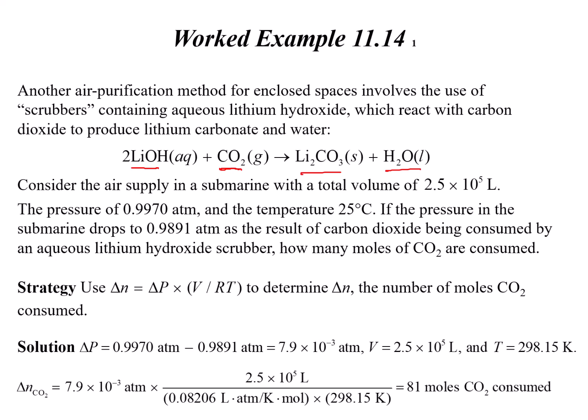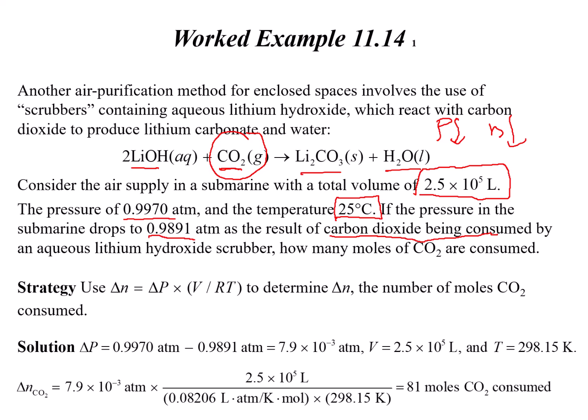So in this case, in a submarine, we have a fixed volume. The volume of the submarine is not changing. The temperature inside the submarine is room temperature. And the initial pressure that we measure is 0.997 atmospheres. What happens if the pressure in the sub drops to 0.9891 as a result of the carbon dioxide being consumed? All right, so this is the only gas we have here. If this is consumed, the pressure is going to drop. And so what we want to figure out is how much did the moles of carbon dioxide drop?